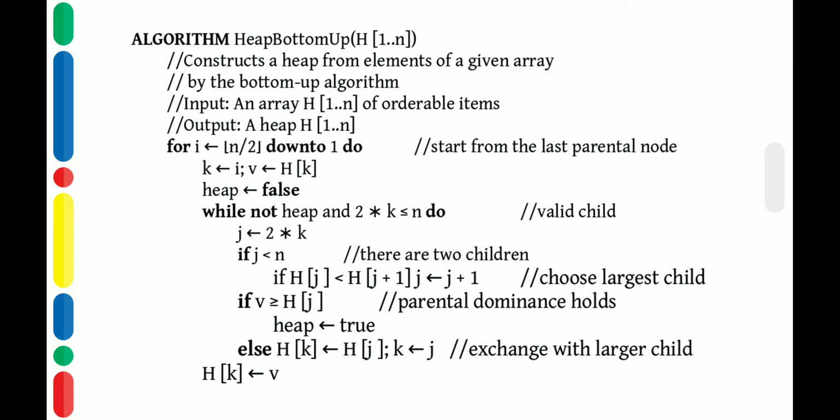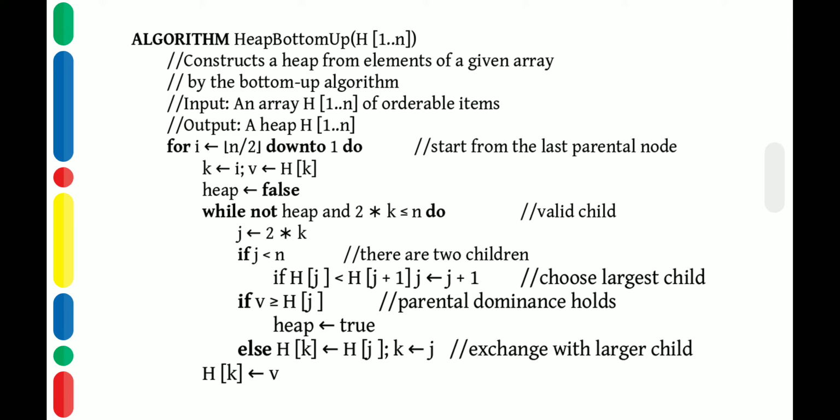From these left and right children, I first need to choose the largest child. How do we check that? Check the nodes at position j and j plus 1. If the value at j plus 1 is larger, we increment j. So j now points to the right child, which is the largest. If the condition is not true, j will still remain at the left child. So the first condition, if h of j is less than h of j plus 1, chooses the largest child, where the operation is, if the condition is true, we increment j by 1.